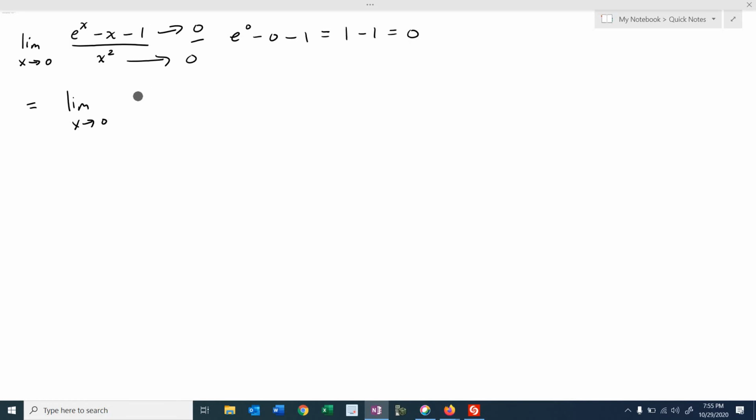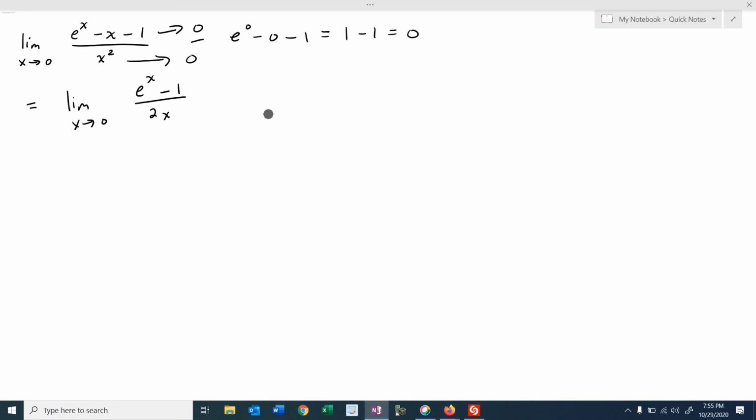Okay, so the derivative of the top one would be, well, the derivative of e to the x is just e to the x. And then the derivative of this would be -1. And of course, the derivative of that constant would be 0. Okay, and then on the bottom, the derivative of x squared is just 2x.